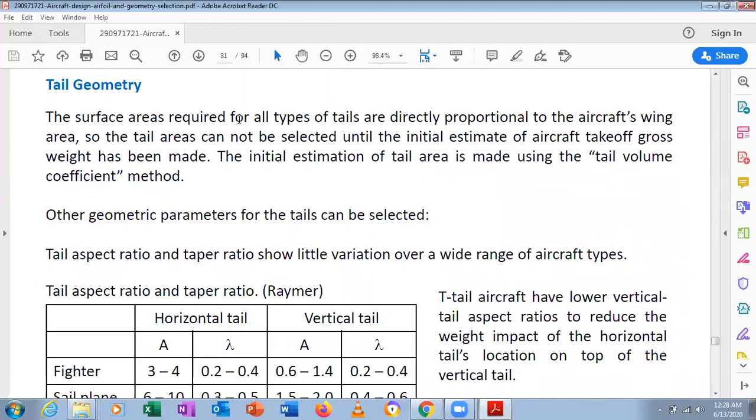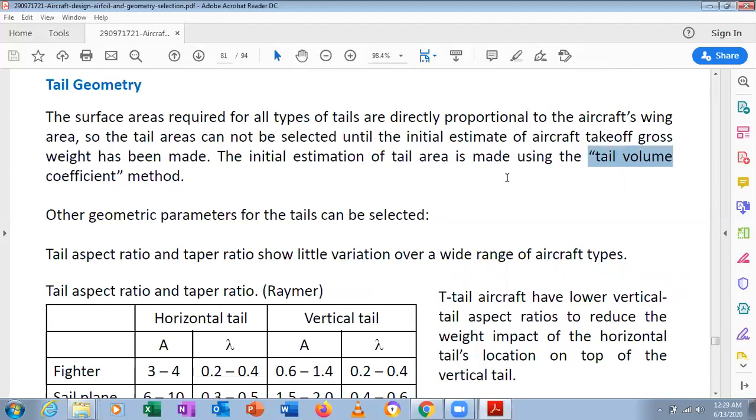The surface areas required for all types of tails are directly proportional to the aircraft's wing area. So the tail areas cannot be selected until the initial estimate of the aircraft takeoff gross weight has been made. What is this takeoff gross weight? That is W naught, equal to fuel weight, empty weight, crew weight, and payload weight. Once we do that, we'll understand what should be the weight of each component.